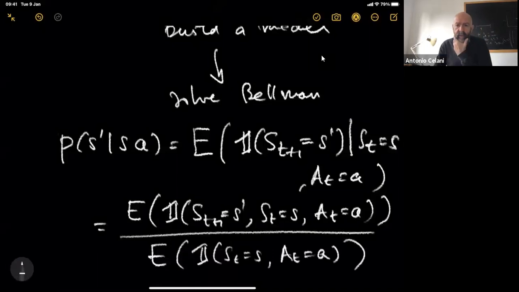Okay, so what do we have here? At the numerator, we have a function which is 1 if and only if the triplet state, action, and state prime is exactly s, small a, small s prime. Every time in my trajectory, in my diagram, that I walk over this triplet s, a, s prime, I count 1. And I divide this by the total counts of the times that I was starting from small s and small a.